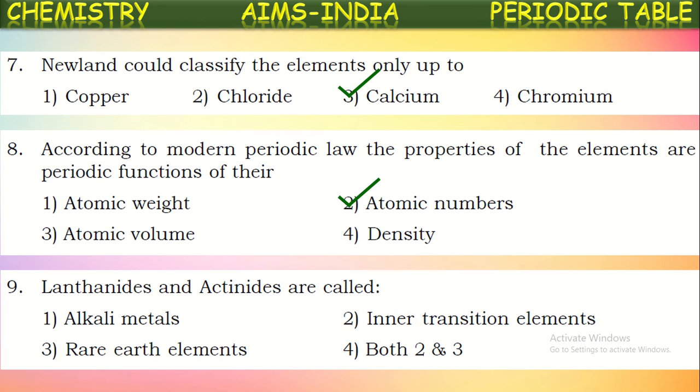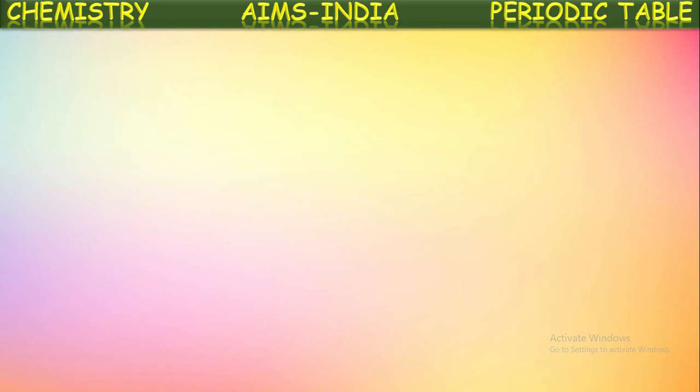Next one. Lanthanoids and actinoids are together called as dash. Yes, lanthanoids and actinoids are present at the bottom of the modern periodic table. Those elements are together called rare earth elements or inner transition elements, also called f block elements. So here inner transition elements and rare earth elements is the correct answer. So it will be now 2 and 3 is right. Okay. Next one.